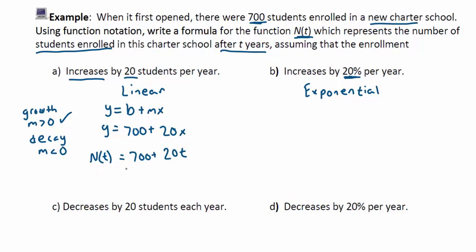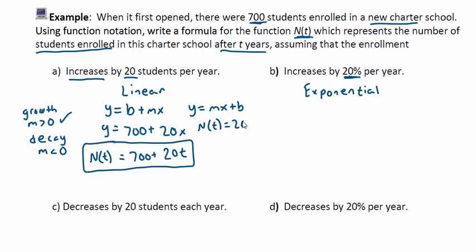As a check, you might plug in t equals 0, because after 0 years, the school just opened, and you'll find that if you plug in t equals 0, you'll get the 700 students, as described in the problem. I'm going to leave this as my answer, but I'd like to point out that you may sometimes see a linear equation written as mx plus b rather than b plus mx. Remember that addition is commutative, so the order in which you add can be switched without changing the answer. So if you wrote your answer n of t equals 20t plus 700, that would be fine as well.